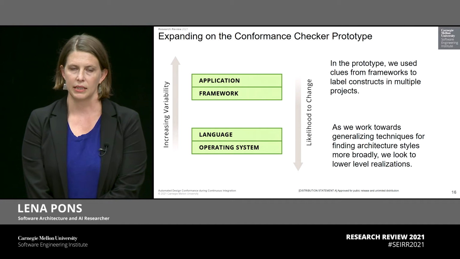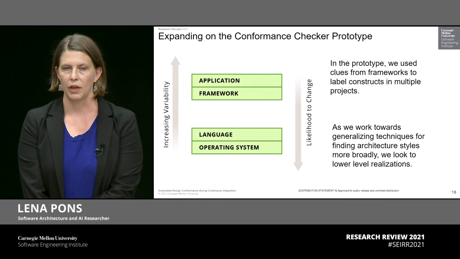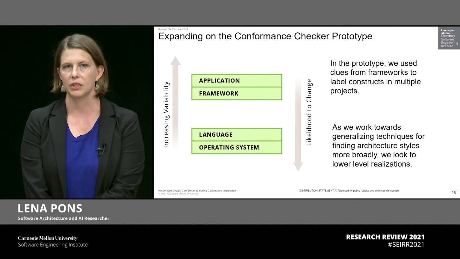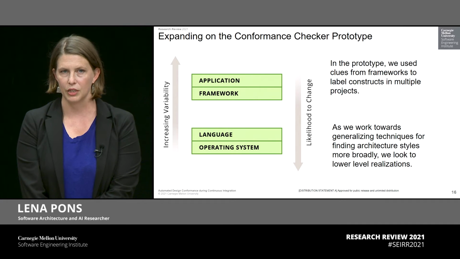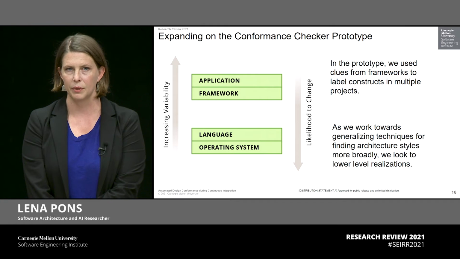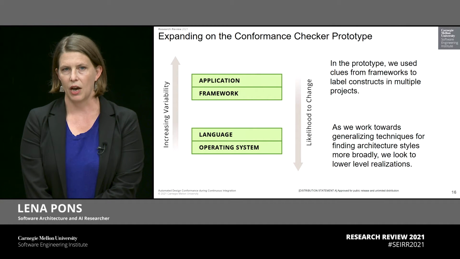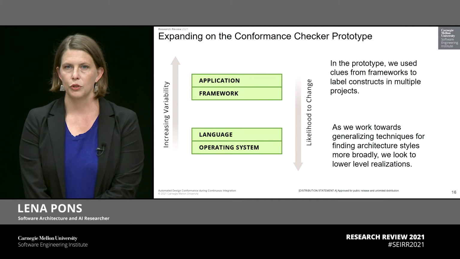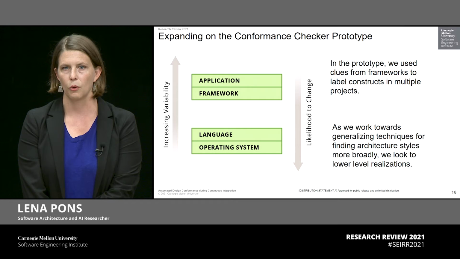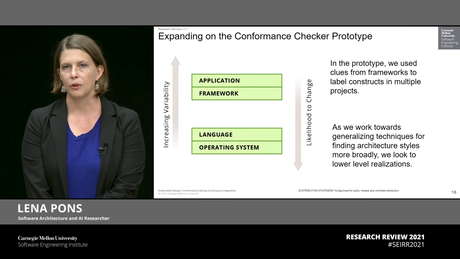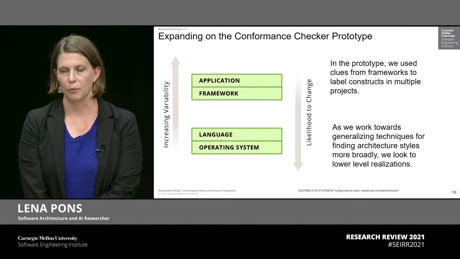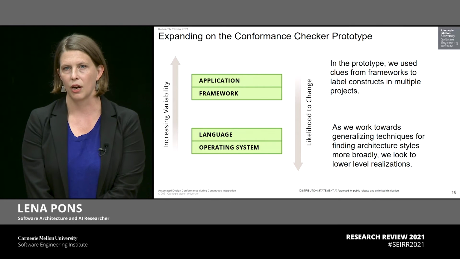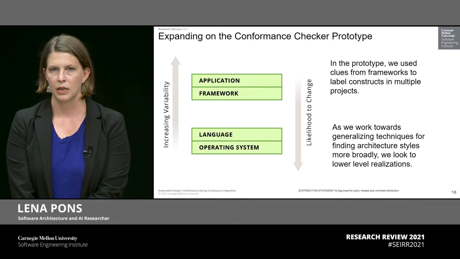In object-oriented systems, we build software with application code that's built on top of framework code, which in turn is built on top of the standard libraries for the programming language, in this case C++, which in turn is built on top of the operating system. When we think about how to generalize the work that we've already done, for example, in the prototype, we used clues from frameworks to label publishers and subscribers from multiple projects that were built on top of common frameworks.